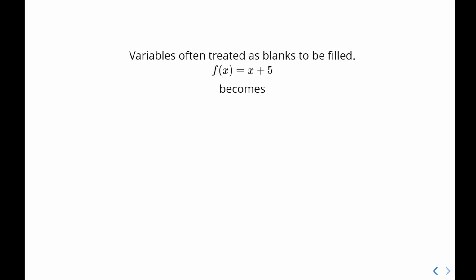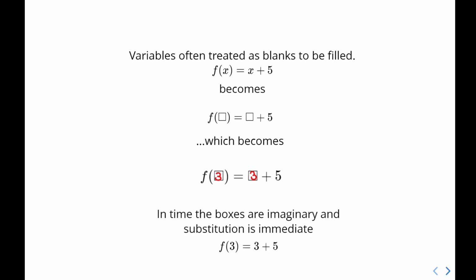Normally, we would say a variable can be treated as a place we're going to fill in blanks. If we write f of x equals x plus 5, that could easily become, in our minds, f of an open box equaling the open box plus 5. Within that box, we can fill in whatever symbols we like. Here, the number 3, and it starts to take on a meaning.